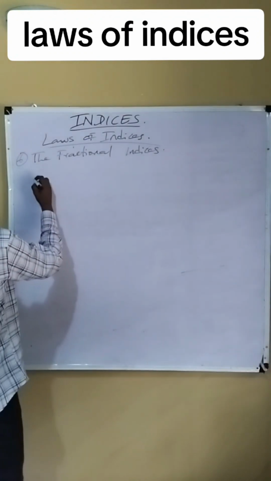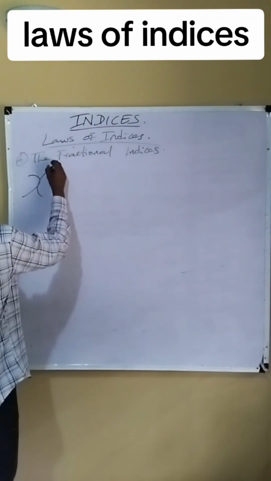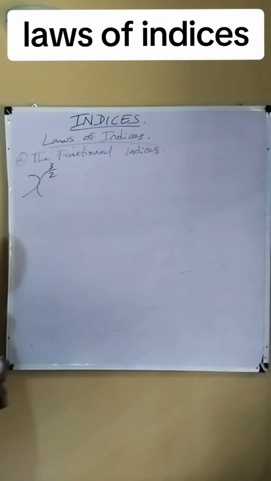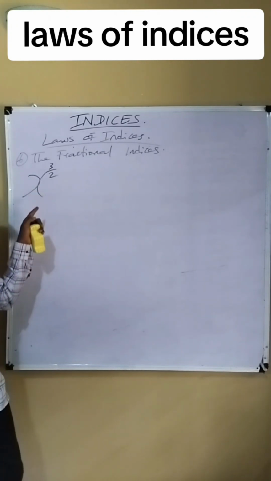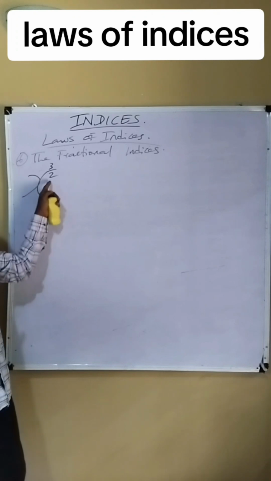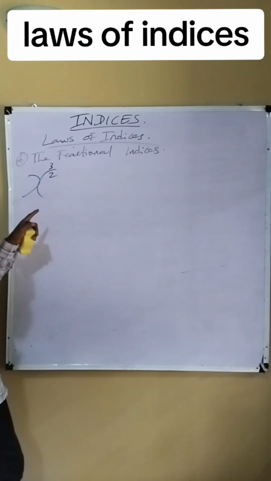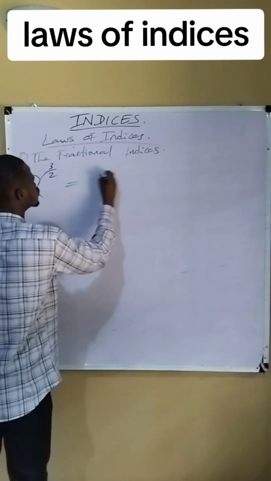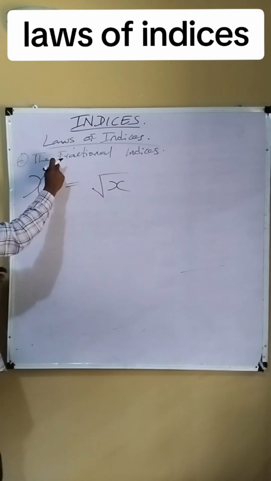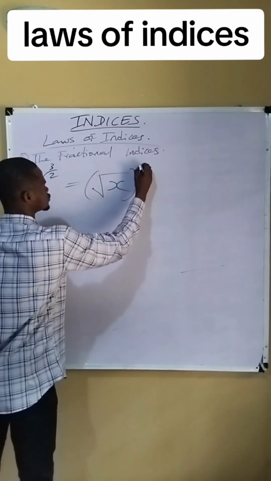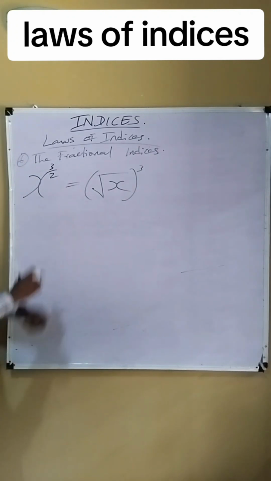If you have something like this, s raised to the power of 3 over 2, you can see that 2 is the denominator. Therefore, 2 becomes the root. Since it is 2, it becomes square root. We are going to have the square root of s, while 3 will become what? The power, raised to the power of 3. That's what this law is all about.